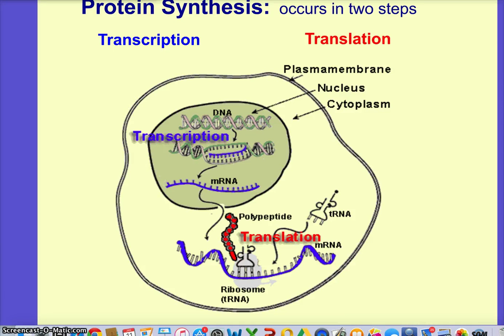Keep in mind that DNA replication is DNA replication and protein synthesis is protein synthesis. You tend to confuse them or mix them together. They're two separate parts of these notes, okay? So protein synthesis occurs in two steps: transcription and translation. We're going to cover transcription today and translation tomorrow or Wednesday.